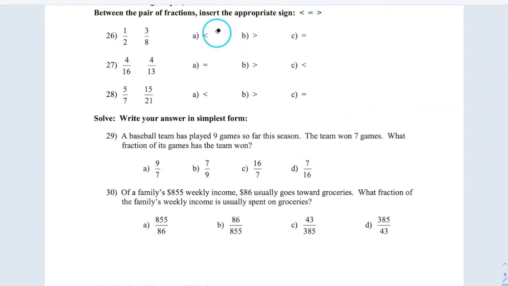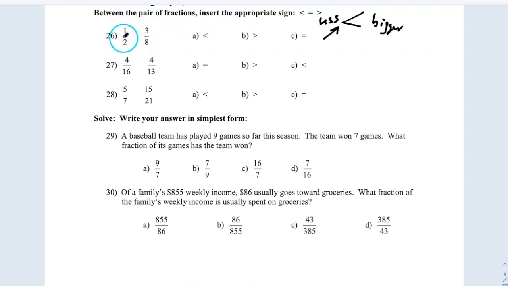26. Between the pair of fractions, insert the appropriate sign. This is less than, this is equal, and this is greater. When you have the pointing, it's less. So on the left side, my number is going to be smaller, and when you have the mouth, the number here is bigger. All right. And in my case, 1/2 is what to 3/8? I have no idea, right? Because they don't have the same denominator.